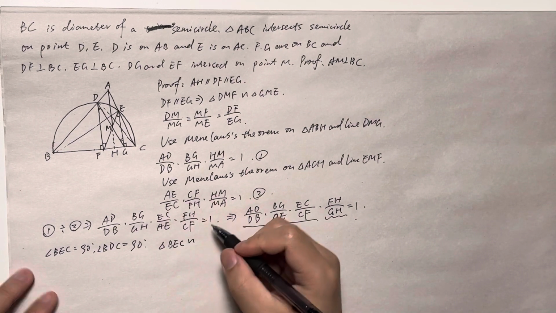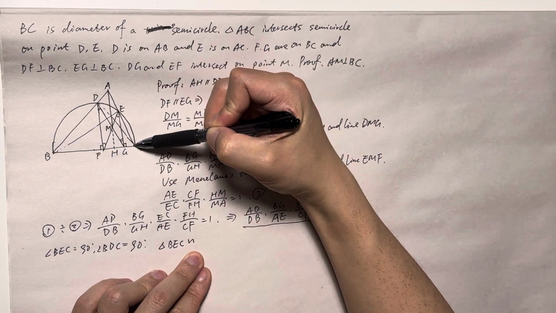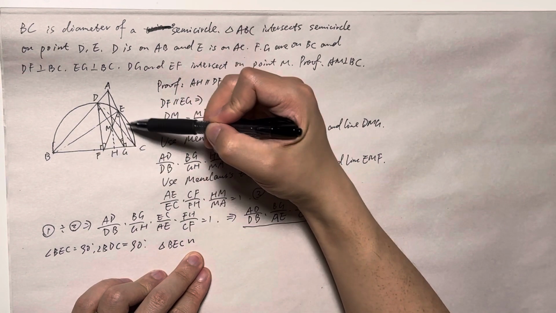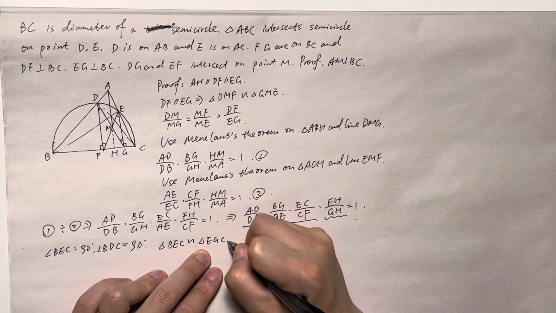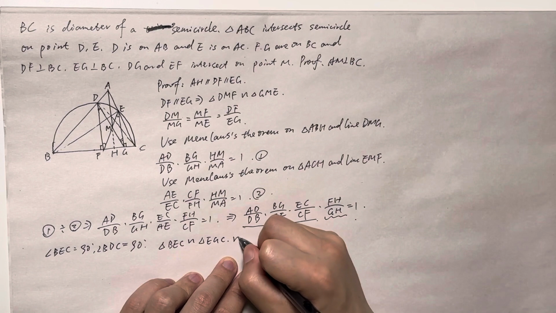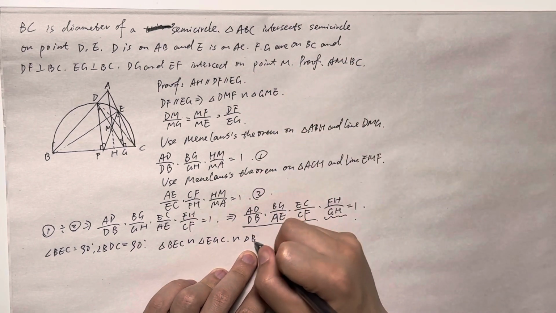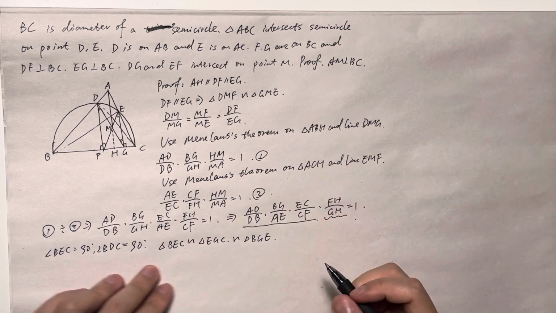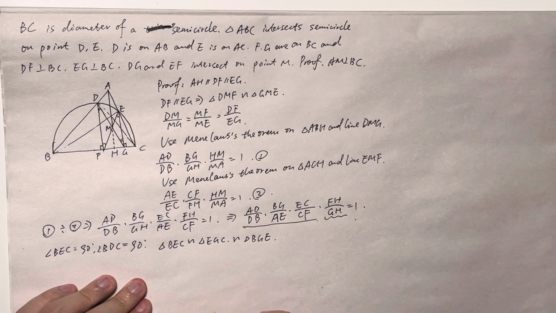Since angle BEC equals 90 degrees and BDC equals 90 degrees, we can easily prove that triangle BEC is similar to triangle EGC and similar to triangle BGE. We don't know whether it's useful or not. We just write it down. Find whatever conditions we can find.